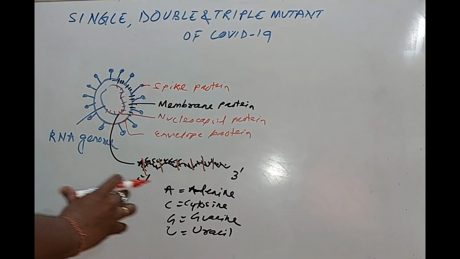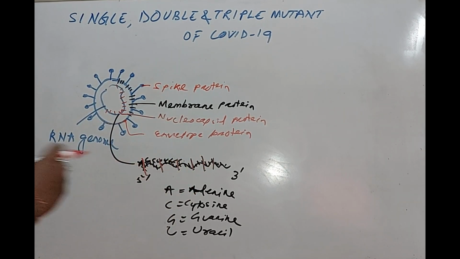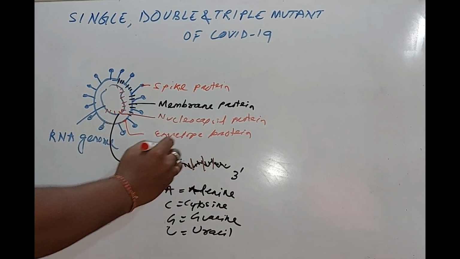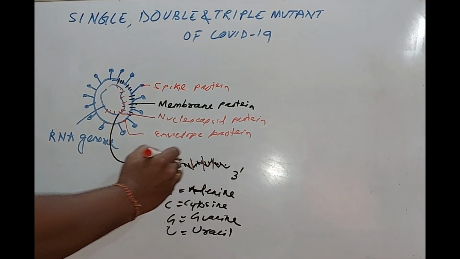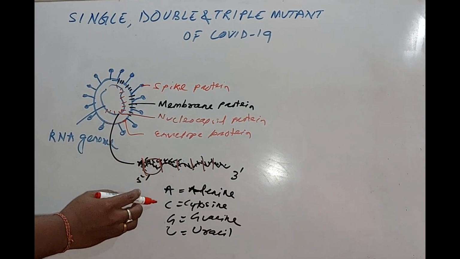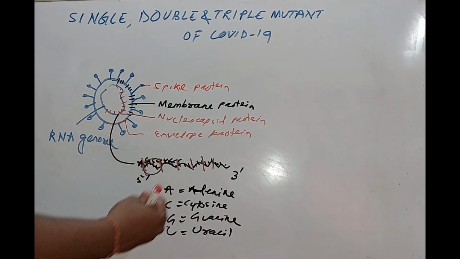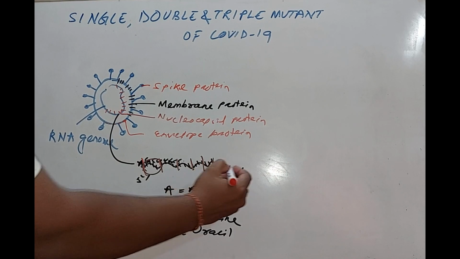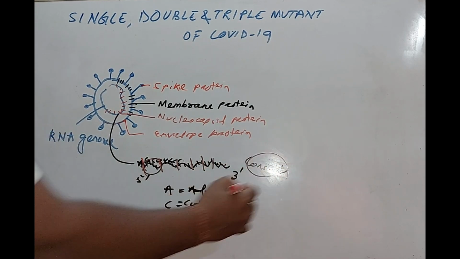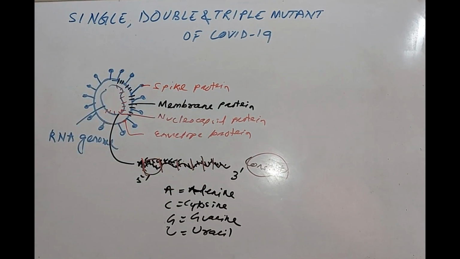Particularly in the COVID-19 genome, which as you know is an RNA genome, suppose this is one gene and the arrangement of A, G, U, C may be in some alternative fashion, and that is very consistent. This is very consistent to a particular virus.